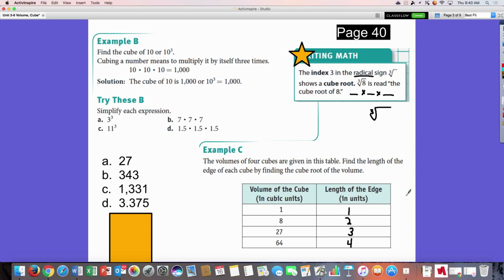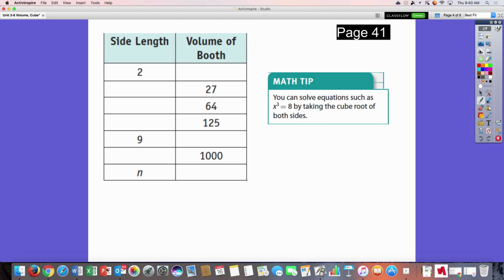So 1 cubed, 1. 2 cubed, or to the third power, 8. 3 cubed, or 3 to the third power, 27. 4 cubed, or 4 to the third power, 64. The side leg, remember I said remember 2? 2 to the third power, that volume has to be 8, right?